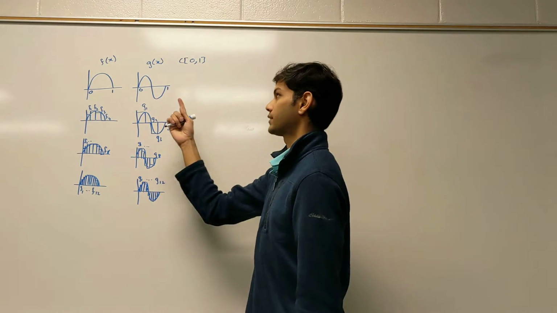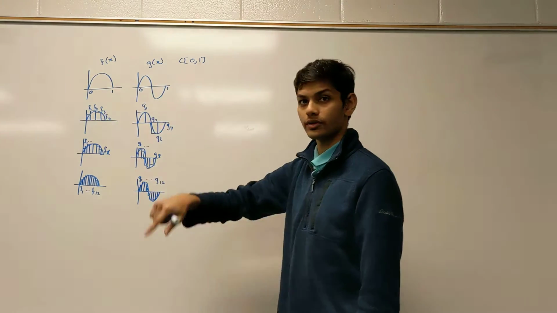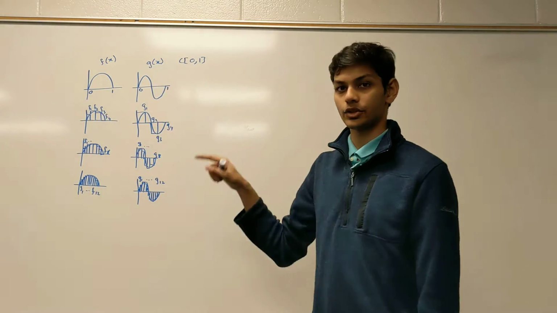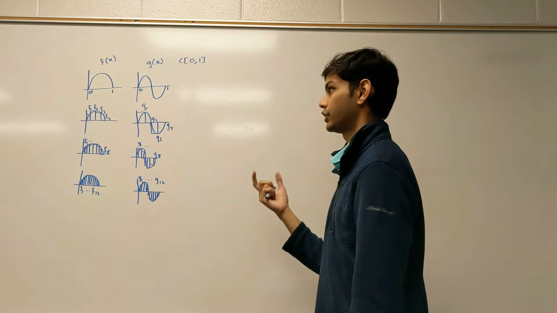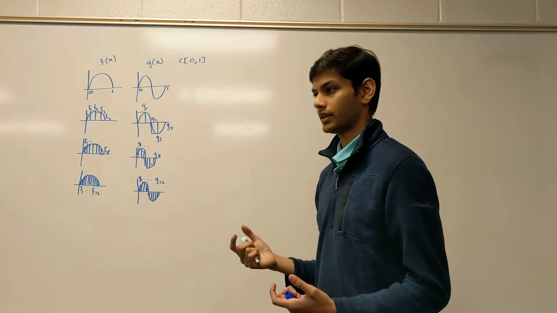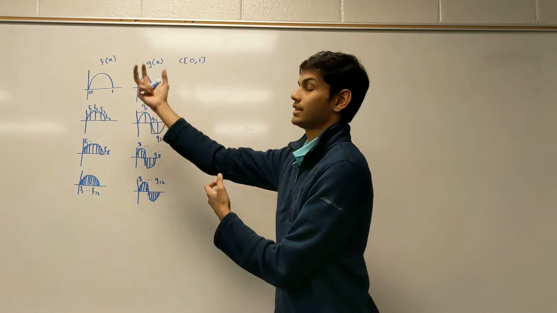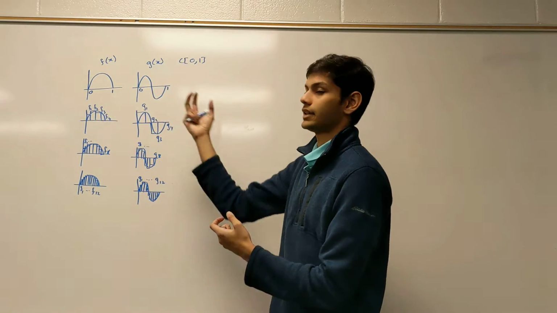So here we have two examples of such functions, f(x) and g(x). f(x) is sort of a parabola shape, g(x) is sort of a sinusoid shape, restricted to the interval [0, 1]. And we want to somehow think about how much of g(x) is in f(x). How can we project f(x) onto g(x)?